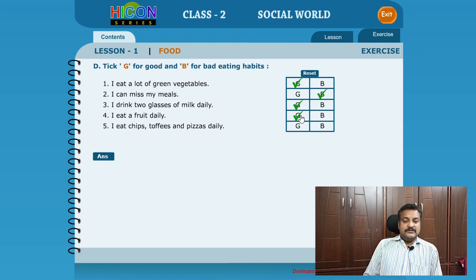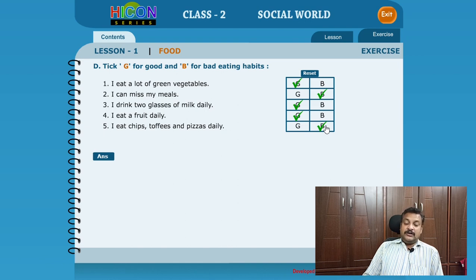Okay, so now, I eat chips, toffees and pizzas daily is a bad food habit. Now I will read this particular exercise once, and then I will give you a minute's time.